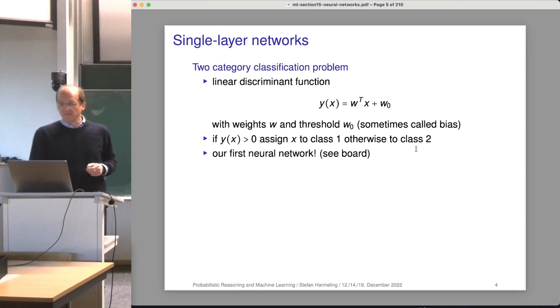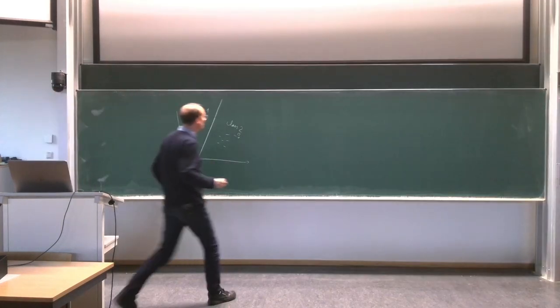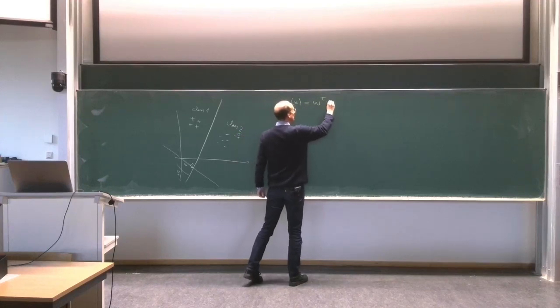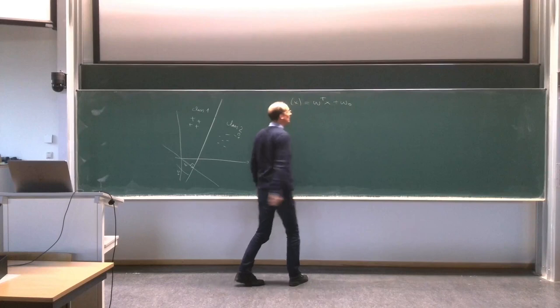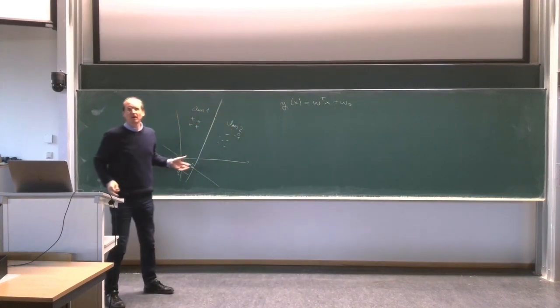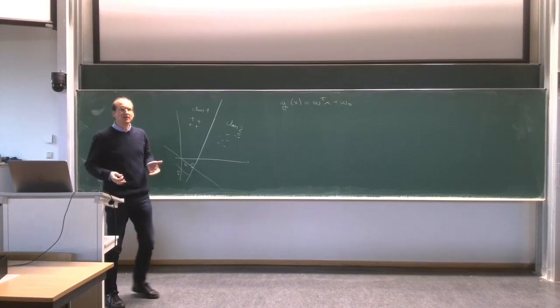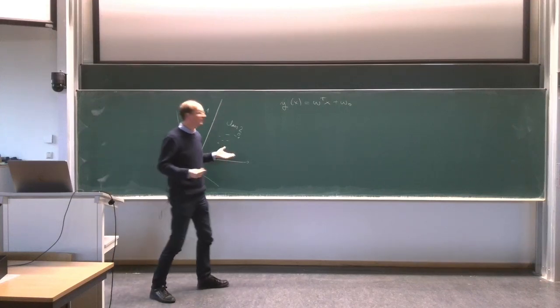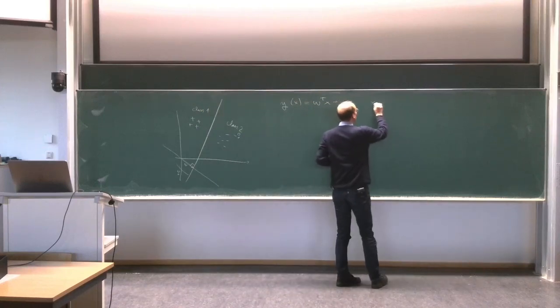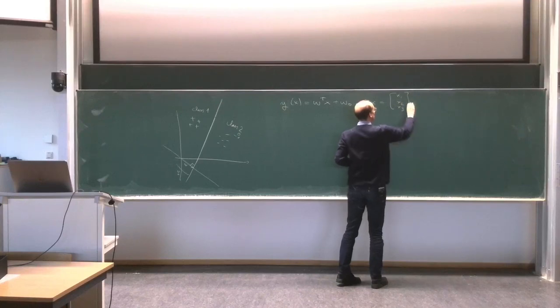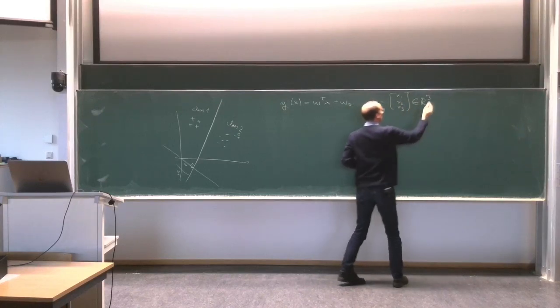That's good. This is our first neural network. So now where's the network here? So let's write it down again. So let's again say, so we have y of x being equal w transpose x plus some w0. So where is here the neural network? For that, we need to draw basically a little graph that explains the computation behind this one. Okay, so suppose my x is some three-dimensional vector, for example. Okay, so this is from R to the 3.